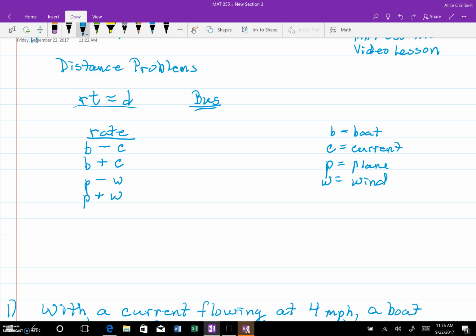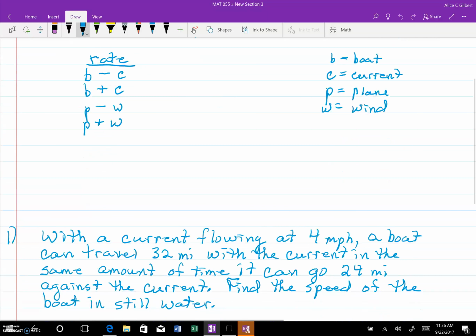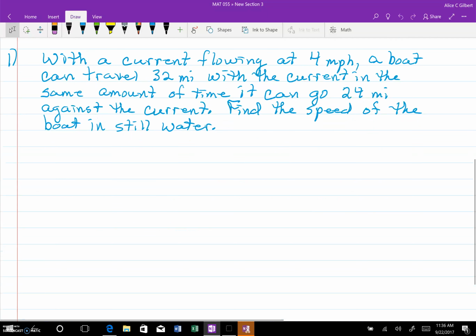Okay? So what that means is, depending on our kind of problem, sometimes our X will be the boat, or it might be the plane, and sometimes our X will be the current, or it will be the wind. So we don't know. Sometimes we do X minus a number or X plus a number. Sometimes we do a number plus or minus an X. Okay? Let's actually just get into doing some problems here.